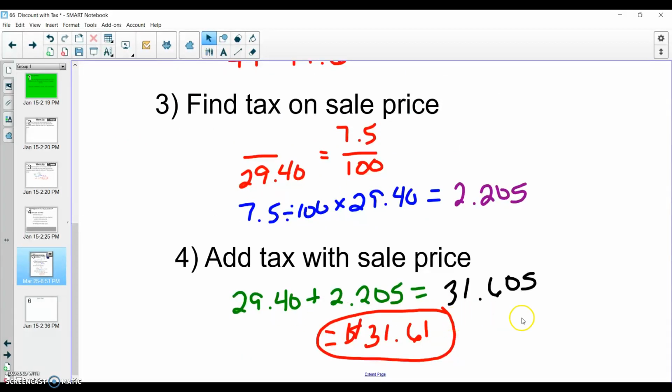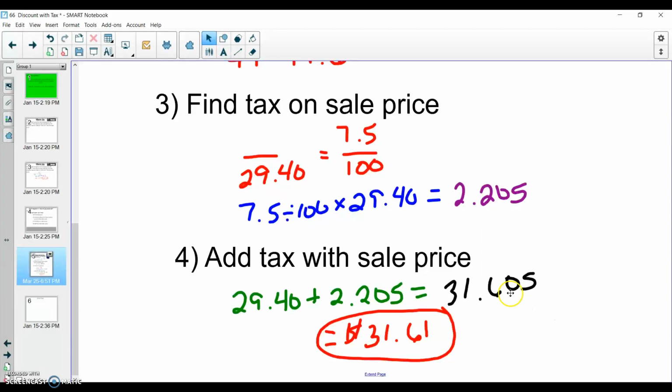So notice here when I add, I get 31.605. Now, money is never into the thousands. Yes, you might see it at a gas station advertised there, but it's never in the thousands. If a cashier told me I owe them $31.605, I'd look at them like they're crazy. So you need to round.